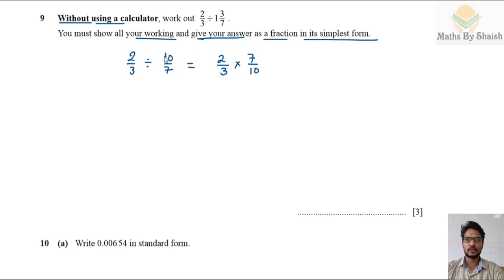We take the reciprocal of this number and division becomes multiplication. So 2 5s are 10, and we will multiply 7 into 1 is 7, 3 5s are 15. So the answer is 7 over 15.